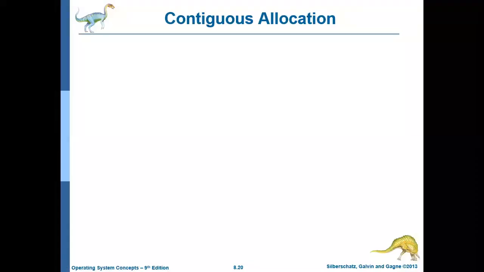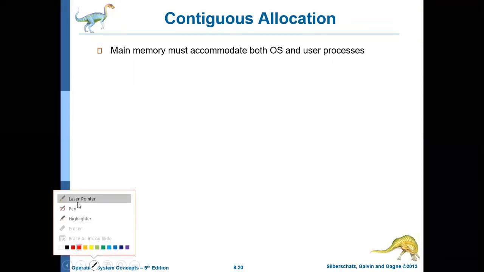Welcome. The topic we will be discussing in this lecture is contiguous memory allocation. Basically, the main memory must accommodate both the operating system and the user processes. So there is a question: where will the operating system be stored in the main memory, and where will the user processes be stored?